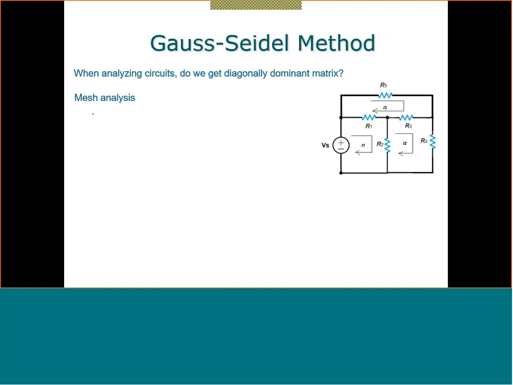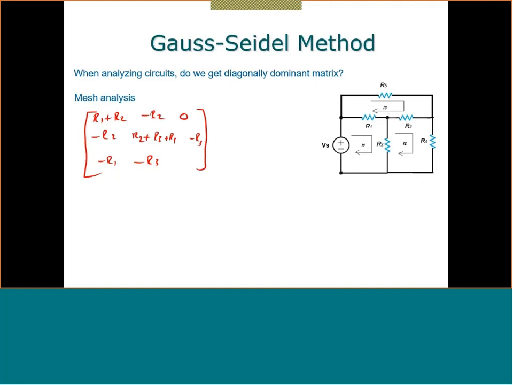It will be R1 plus R2, minus R2 and 0; minus R2, R1 plus R3 plus R1, or I think this is R2, this is R2, this is R1, and this is minus. You have the full answer in the notes, so I don't need to go through it again. Minus R1, minus R3, and R1 plus R3 plus R5.